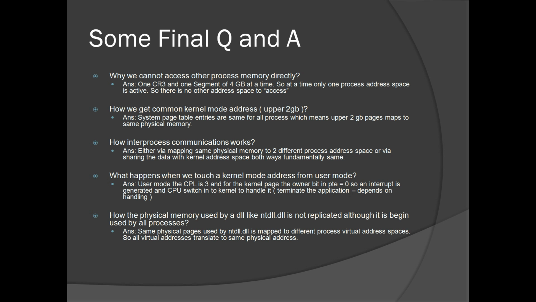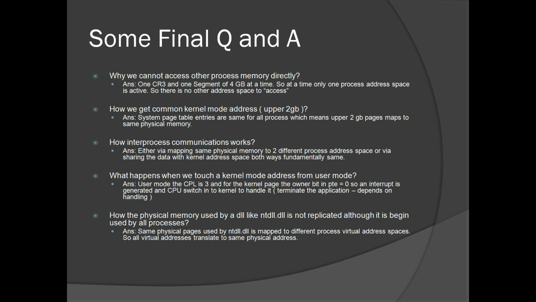So how do we get a common kernel mode space? The upper 2 GB. The system page table entries are the same for all the processes, which means the upper 2 GB pages map into the same physical memory. Now, what about inter-process communication? This is done by either mapping the same physical address to different virtual addresses, or sharing with the kernel address space, which is also common to all the process address spaces. Anyway, different virtual addresses map into the same physical address.